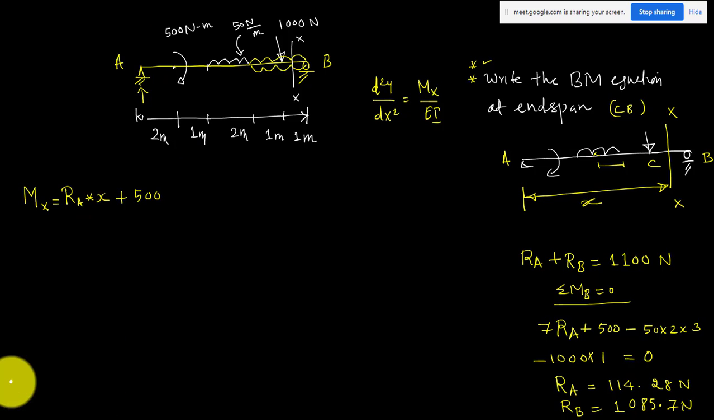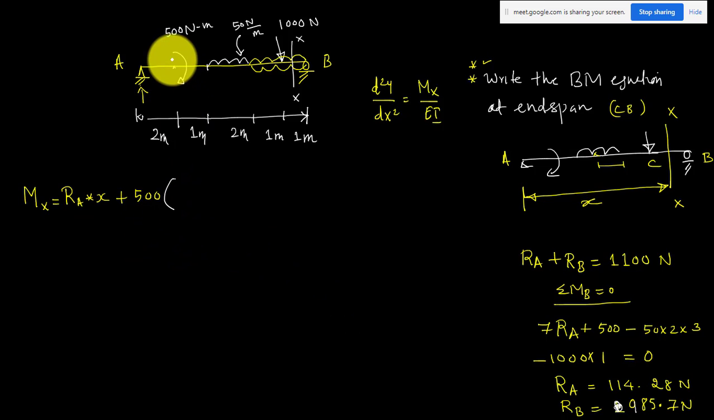But in Macaulay's method, we have to write it in this form: 500 into... So what is the point where the moment RB is acting? It will be 985. RB will be 985.7, no?